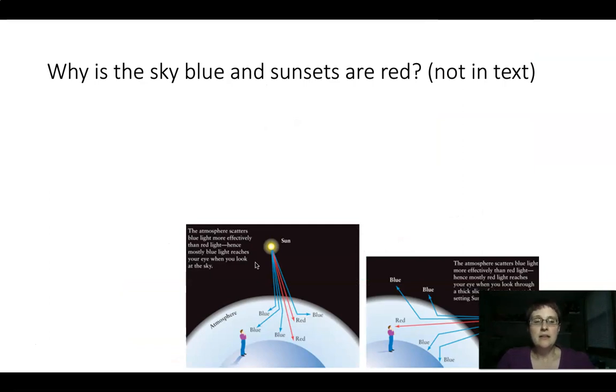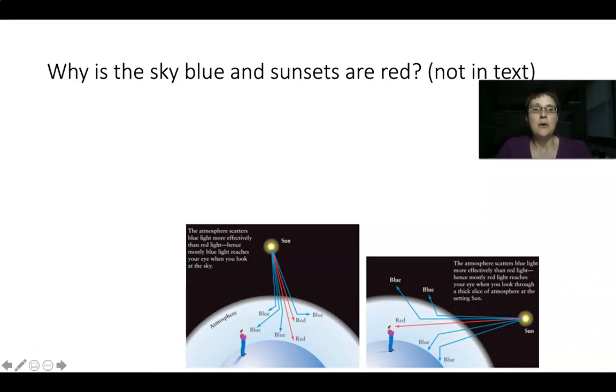The other thing that is related to light is, why is the sky blue during the day and why are sunsets that red-orange color? And so it has to do with a process called selective scattering. So in other lectures, I talked about selective reflection and selective transmission. Here, it's selective scattering. So what am I talking about?